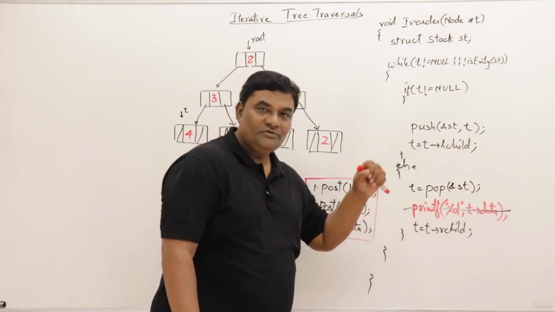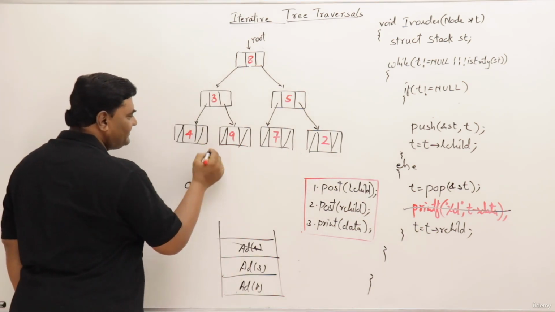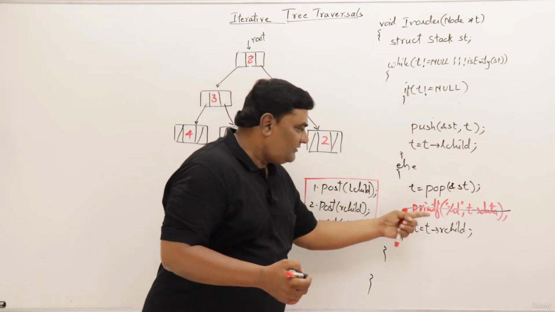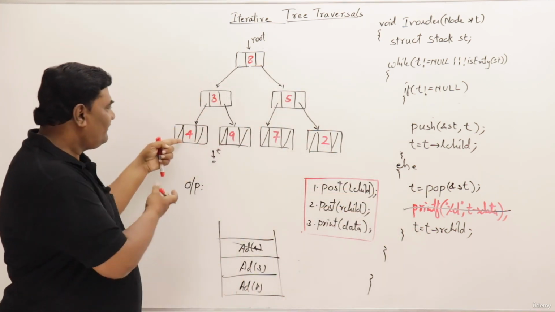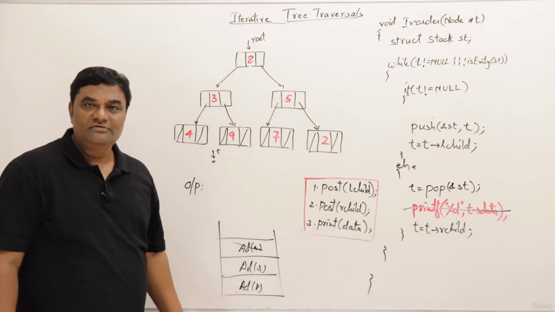Pop out and go to right child. Okay, I will go to right child. So right child is what? Null. If it is null, pop out. So which one do I get? Address of 3. Oh, 4 I did not print. I should print that 4 also.